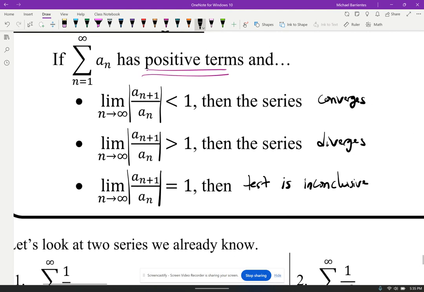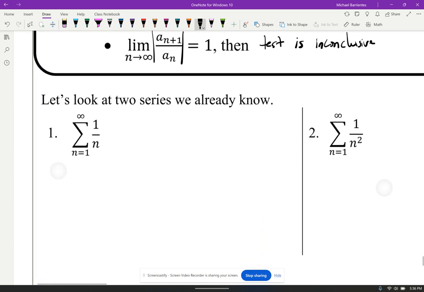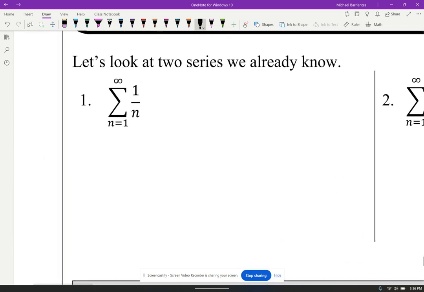Okay, so these are the three cases, right? As long as my series has positive terms, if I take the n plus 1th term divided by the nth term, take the limit, depending on what the answer is, it's either going to converge if my answer is less than 1, diverge if my answer is greater than 1, inconclusive, I don't know. It could go either way if my answer is equal to 1. So we're going to look at number 1 here, and then we'll come back on the next video and look at number 2.